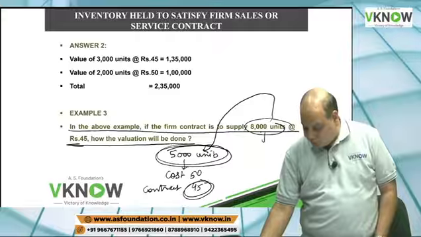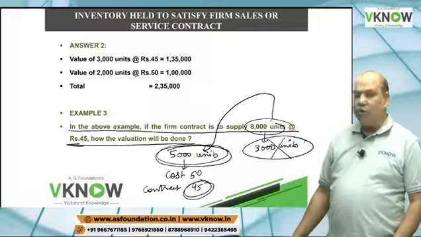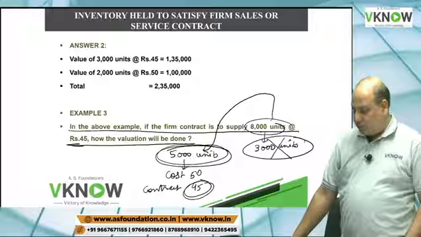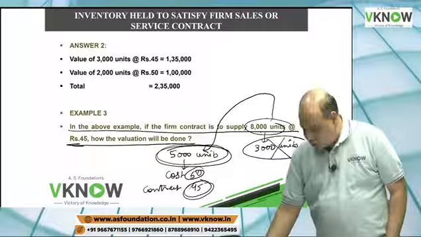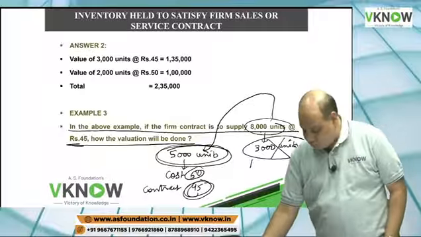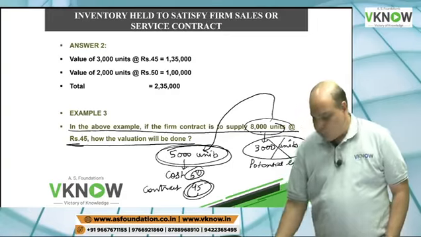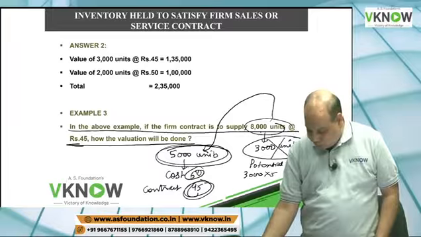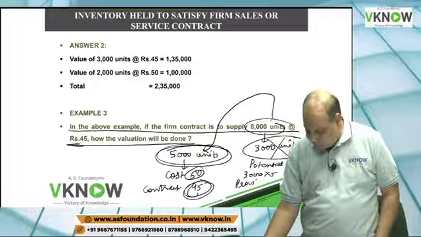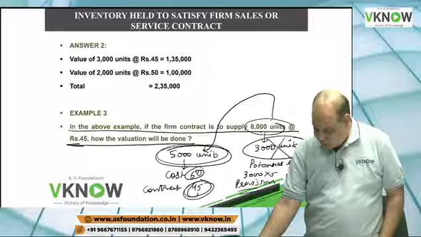But you have to supply 8,000. 3,000 units I don't have in the stock. So these 3,000 units will not come in the closing stock. However, because the cost is 50 and selling price agreed is 45, there is a potential loss. There is a potential loss equal to 3,000 into 5 rupees, and we will make a provision for loss. This is given in AS 29.